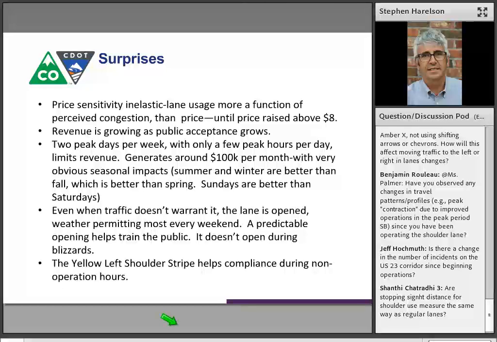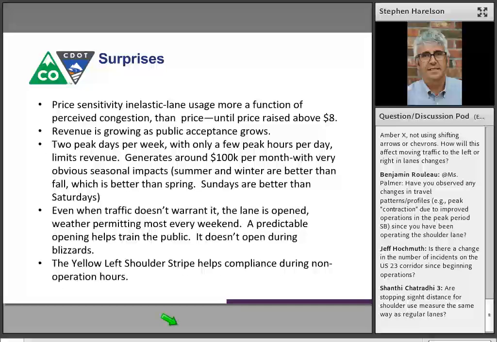Unlike Minnesota, we don't open it in the heart of a blizzard. Our big worry is safety, and we get very intense blizzards in the mountains, so we just don't open it. It's kind of a judgment call as to what is a blizzard. One person's blizzard is another person's snow squall, but I think we've figured it out pretty well.